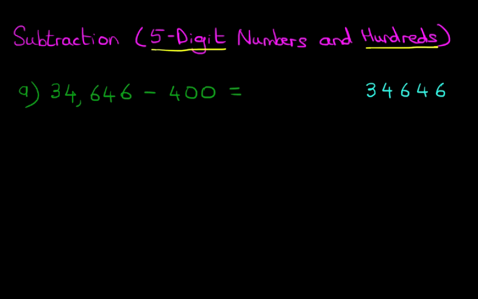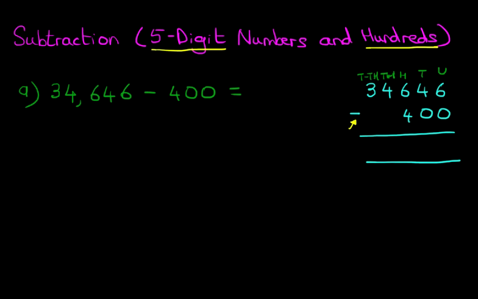34,646 minus 400. Now the reason why we're writing it again in columns is that you need to get as much practice writing this down in nice, neat columns. That is the key to this. We're going to label the columns so it's easier to explain. Units, tens, hundreds, thousands, and TTH, 10,000s. Okay, we're ready to go ahead and do the subtraction.